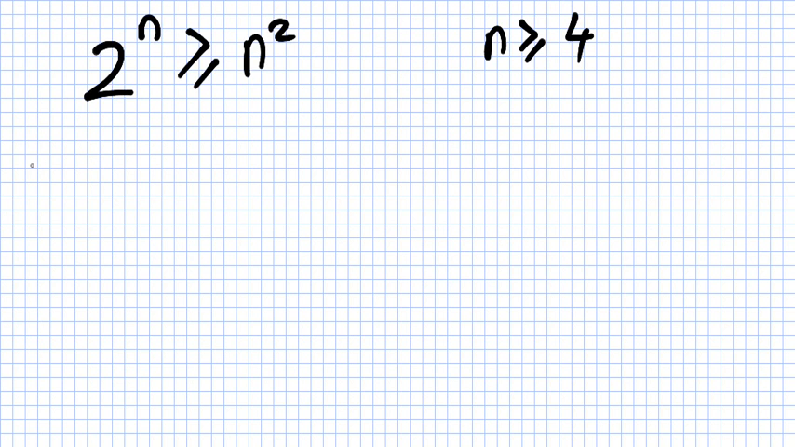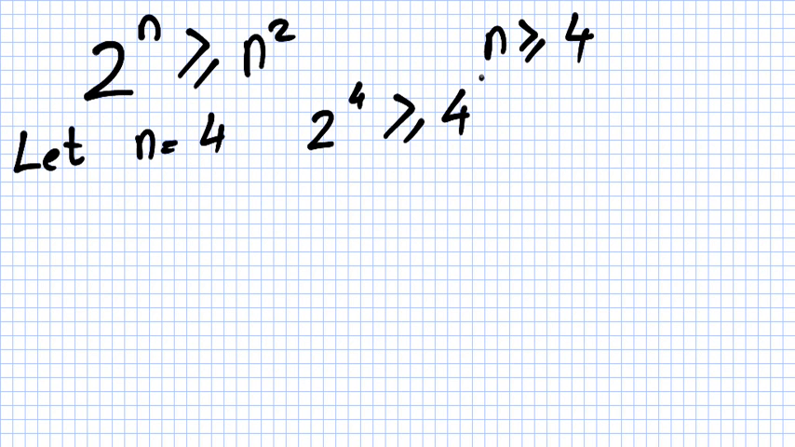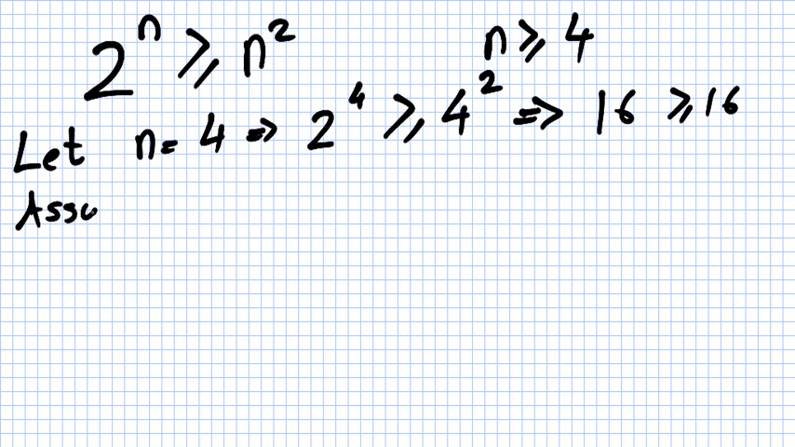So first we prove it for the first case. Let n equal 4. So we have 2 power 4 is bigger than or equal to 4 squared. So that is 16 is bigger than or equal to 16. So that's true. Now we assume that it's true for case k.